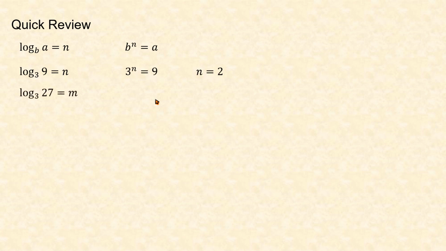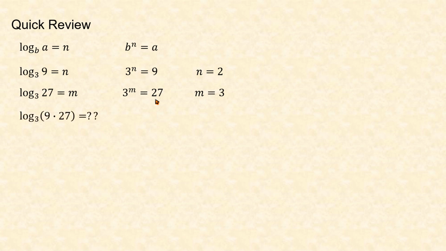All right, and here's another one. Here's log base 3 of 27 is equal to m. Maybe you're a little bit better at this now because you've seen it a couple times. It's like 3 to the m is equal to 27. Then m has to be equal to 3. Okay, all that is nice and good. Let's get into it then.